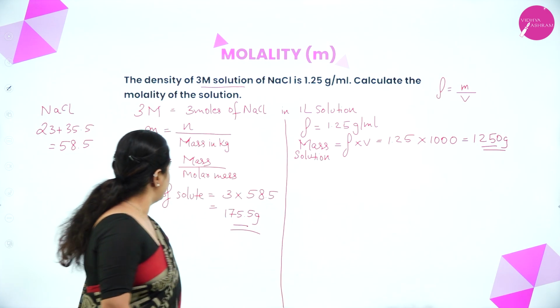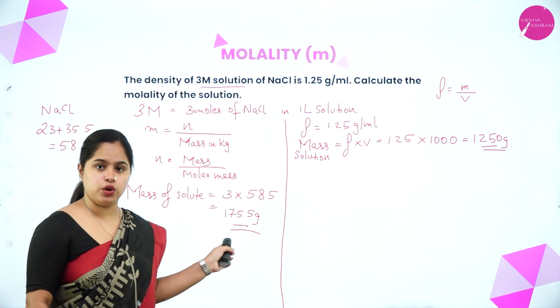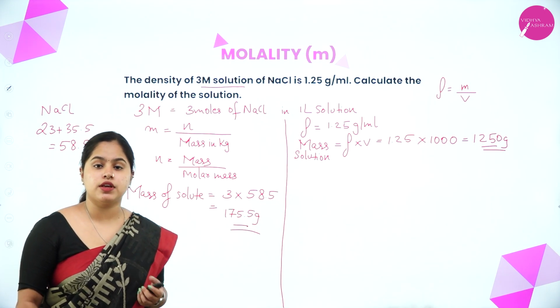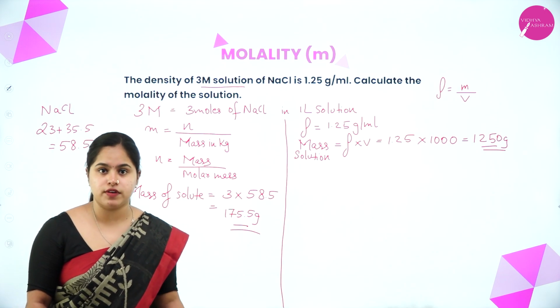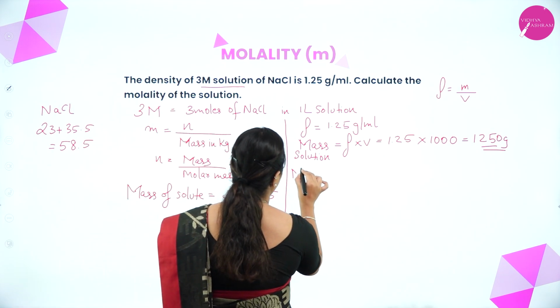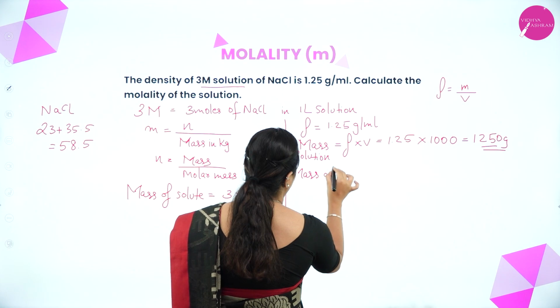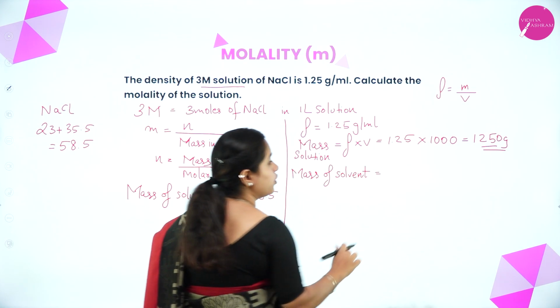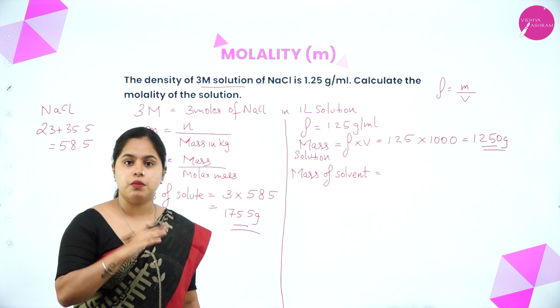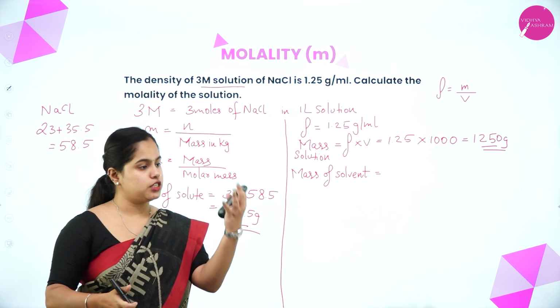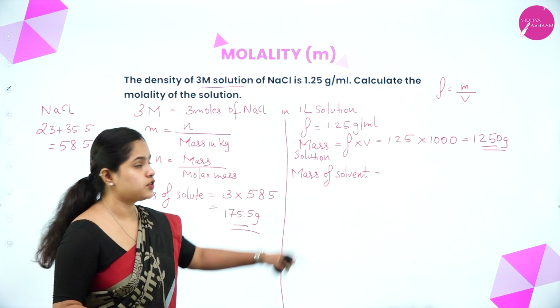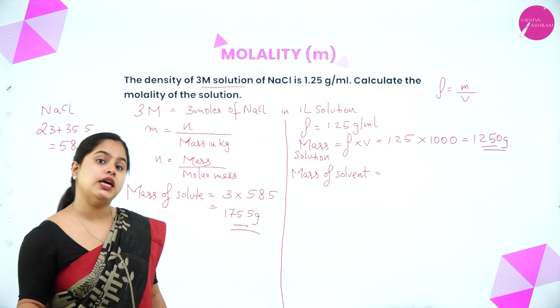Clear? Now, what did we do? We calculated the mass of solute and the mass of your solution. But exactly what do we require here? It is the mass of solvent. So how can I calculate the mass of my solvent? Mass of solvent will be equal to mass of your solution minus mass of your solute. We know that mass of solution is equal to mass of solute plus mass of solvent.